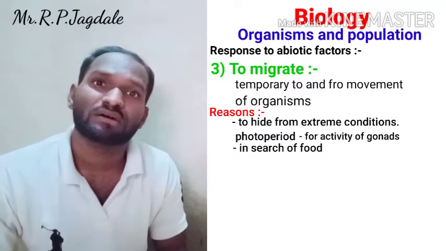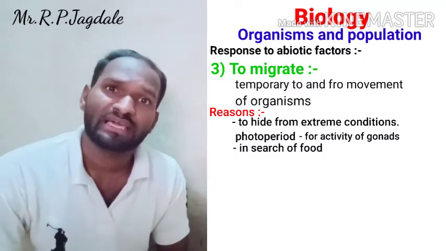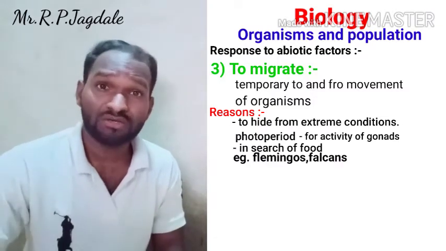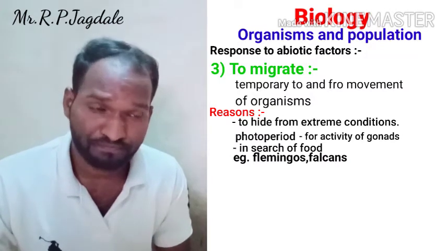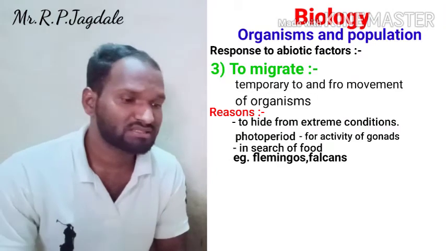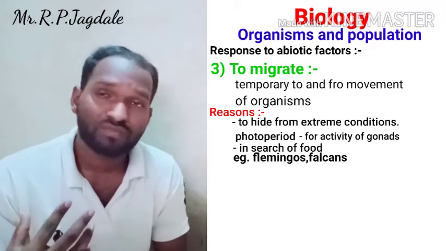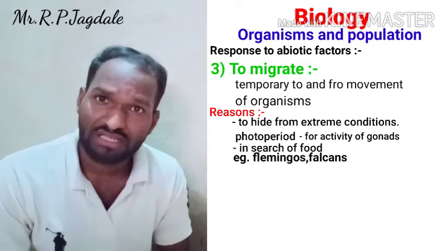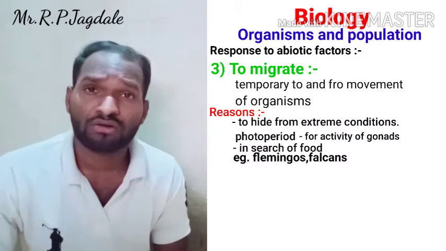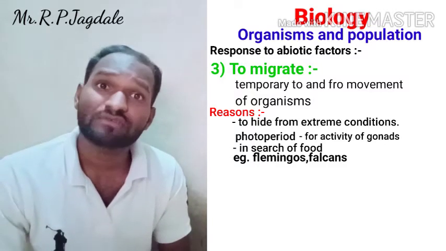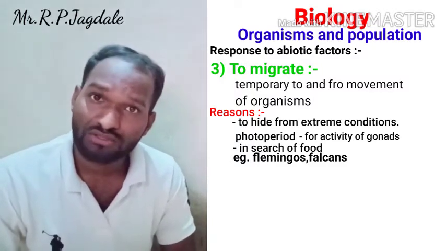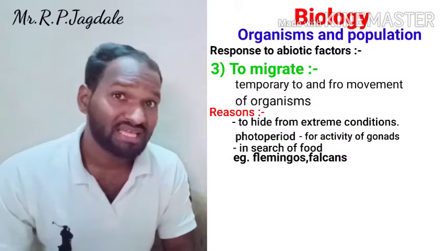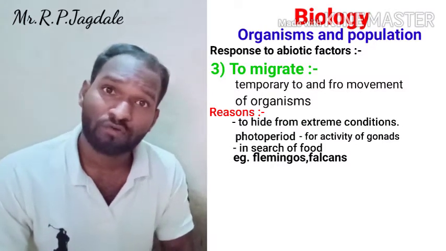For example, when we talk about birds, plenty of migratory birds come to India. For example, there are some flamingos and some falcons, and such types of birds come to India every year. And there are a lot of national parks, several national parks in our country, which receive such migratory birds. In their native places favorable conditions are not there, but in India they find favorable conditions for that temporary period.